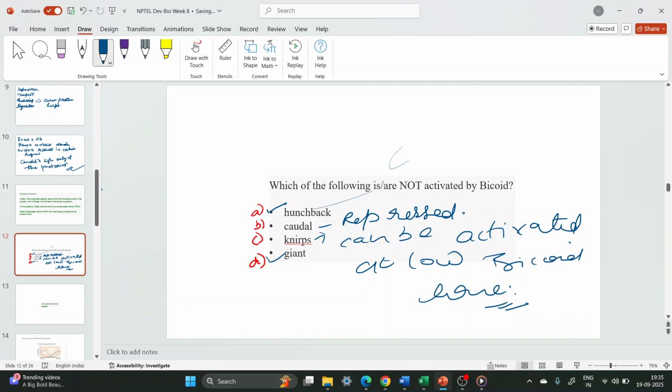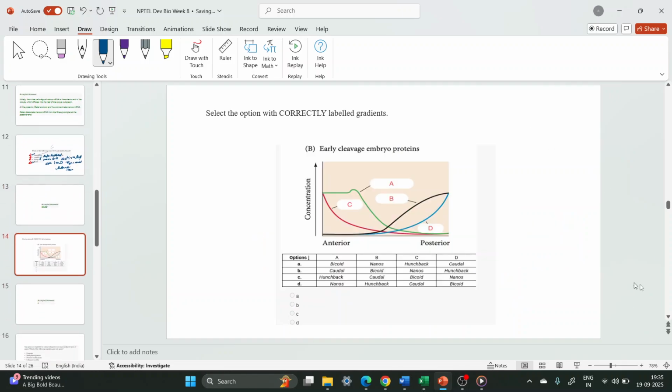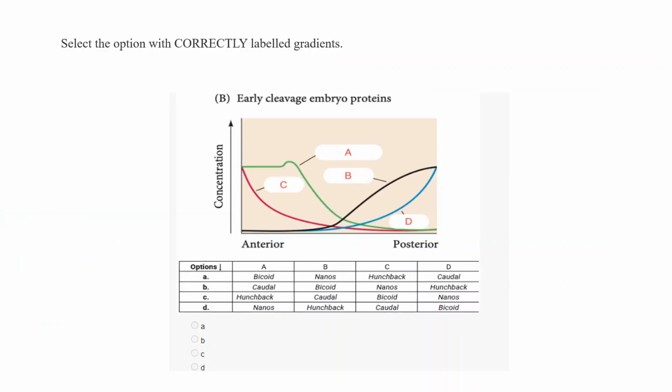Okay, so I hope this is clear. Now this is an important and a good question. Select the option with correctly labeled gradients. There are two lines: there is an x-axis and a y-axis. On the y-axis you have the concentration. The x-axis determines the region from the anterior to the posterior. You have three lines: one green, one red, and one black. You have labels A, B, C, D, and you have to tell which is which.